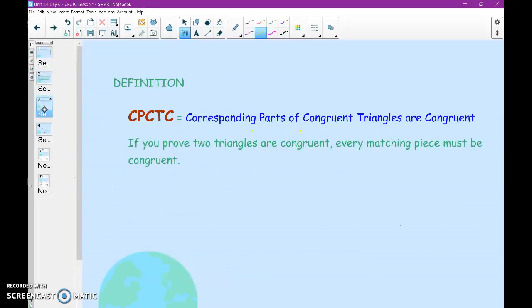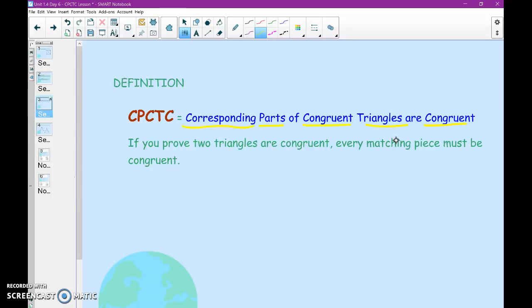But CPCTC stands for corresponding parts of congruent triangles are congruent. So these are the blanks that you fill in at the top of your page. So let's break down those words while you're filling them in. Remember that corresponding means matching. So the matching parts, like the sides and the angles of congruent triangles, so triangles that we've shown are equal to each other, either by SSS or SAS or whatever, those matching pieces have to be congruent to each other.